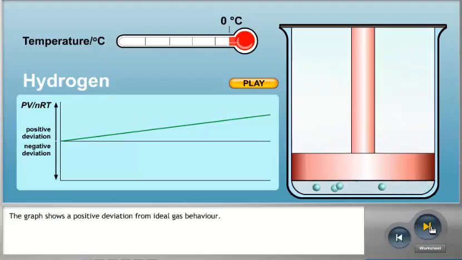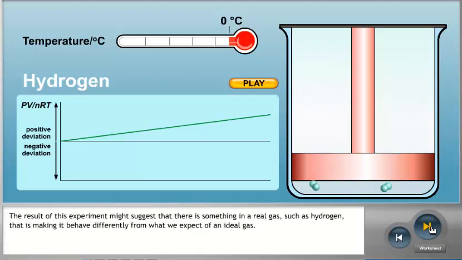The graph shows a positive deviation from ideal gas behavior. Look at the graph. Does hydrogen behave more like an ideal gas at low pressures or high pressures? Answer: low pressures. The result of this experiment might suggest that there is something in a real gas, such as hydrogen, that is making it behave differently from what we expect of an ideal gas.